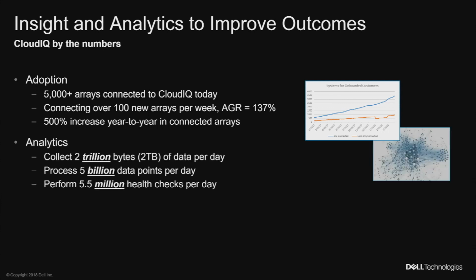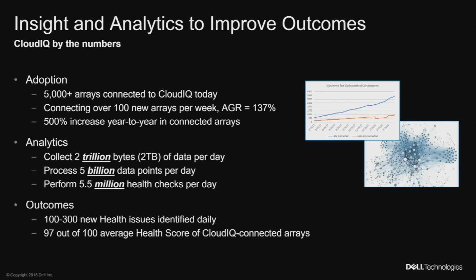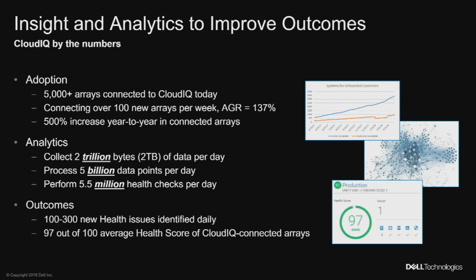The more arrays we have connected to CloudIQ, the smarter CloudIQ gets. It gives us more data points per day, which allows us to then incorporate those data points into our health checks. So 5.5 million health checks per day. And the outcomes that we're seeing is we have 100 to 300 health issues identified daily in the different categories I talked about. With those health issues being identified, our customers are honor students maintaining an average score of 97, out of the traditional 100.